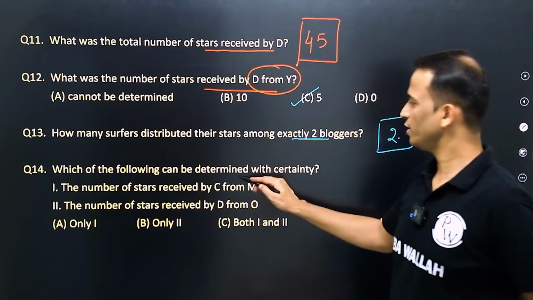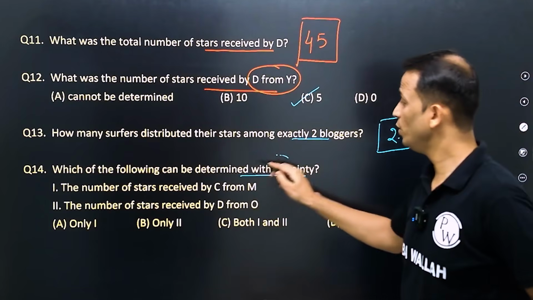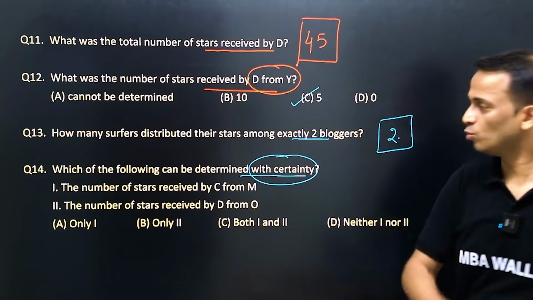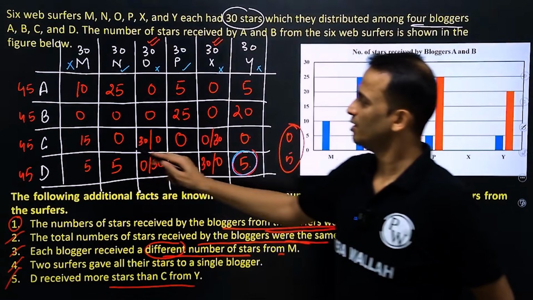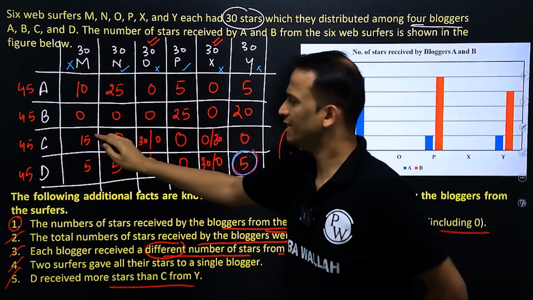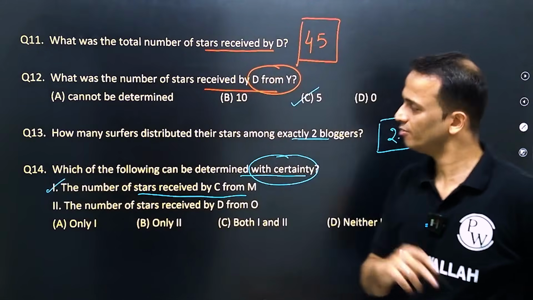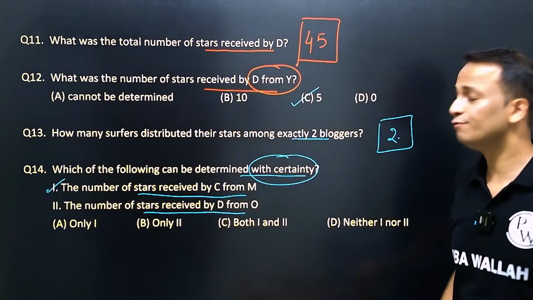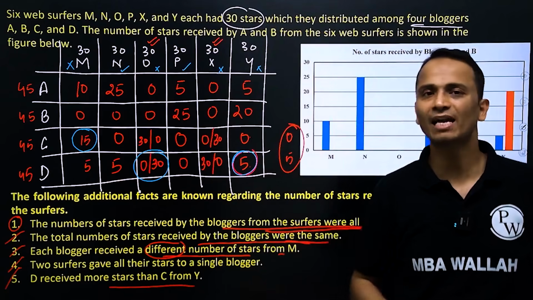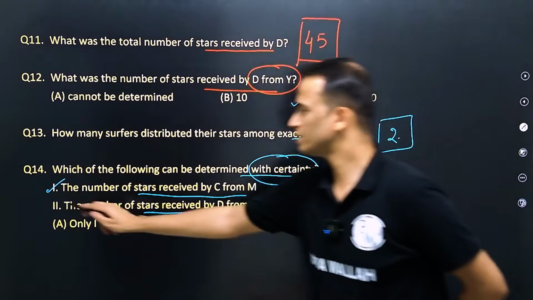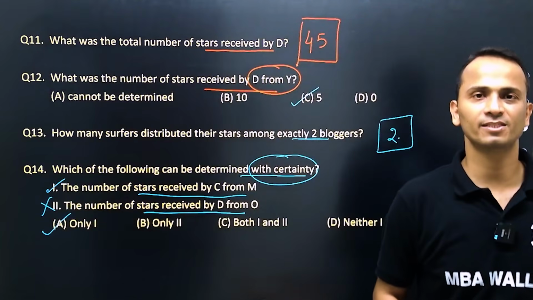And the last question, which of the following can be determined with certainty? Statement 1. The number of stars received by C from M. Yes, I have the number with certainty. So first statement, yes. Right? Second one. The number of stars received by D from O. Either 0 or 30, cannot be determined with certainty. So second statement, not. So only one. Option A is the correct answer.